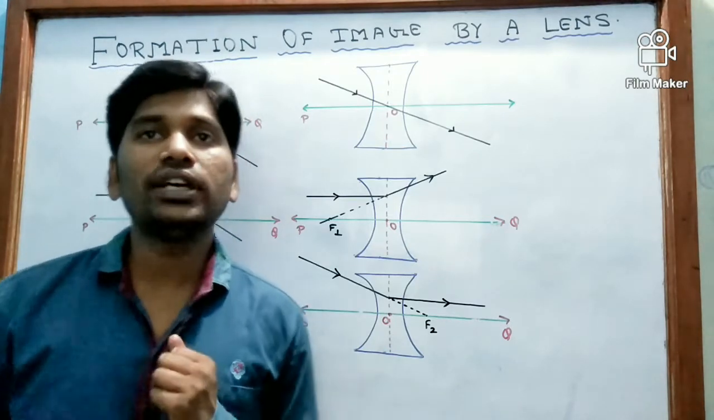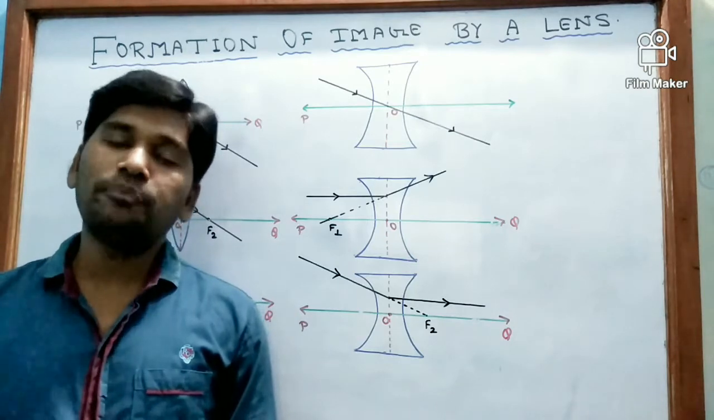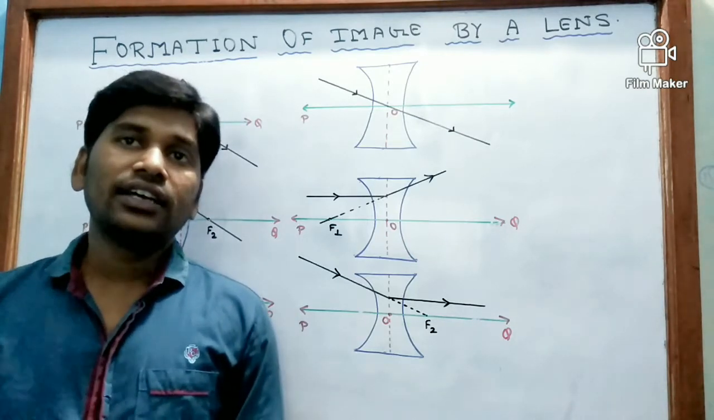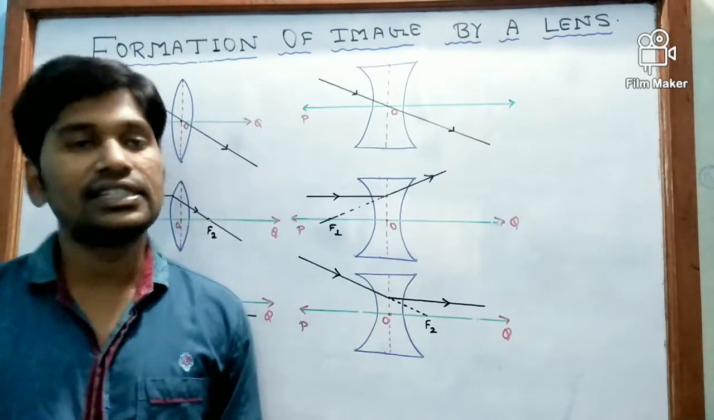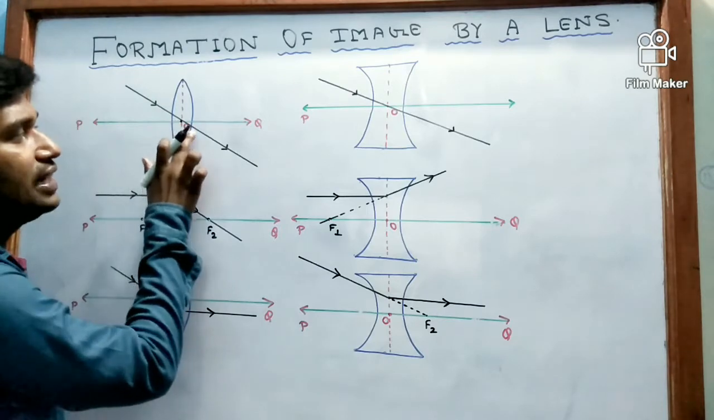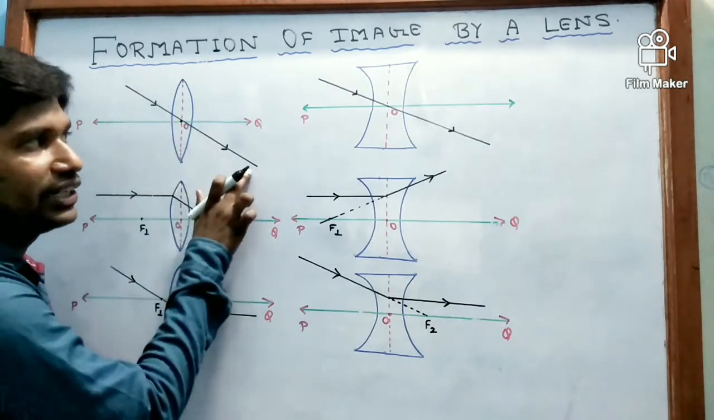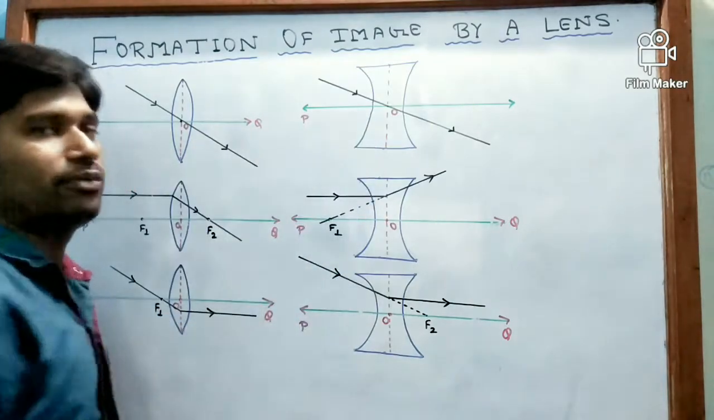The first one: a ray of light incident at the optical center of the lens passes undeviated through the lens. See, the ray of light incident on the optical center passes undeviated. This is true for convex and also for concave.